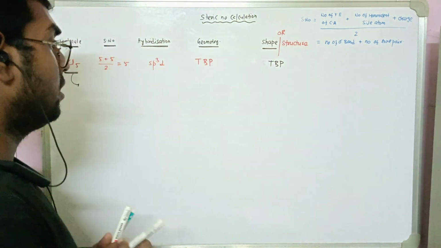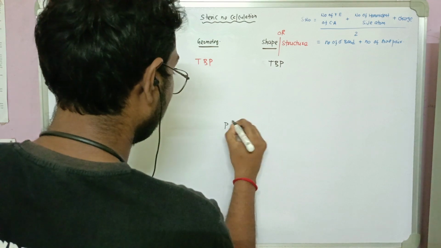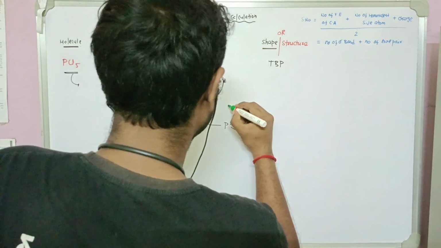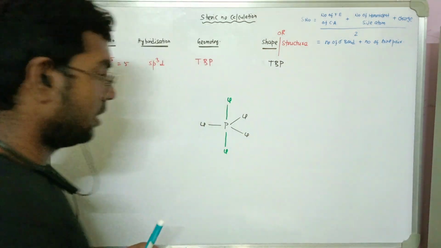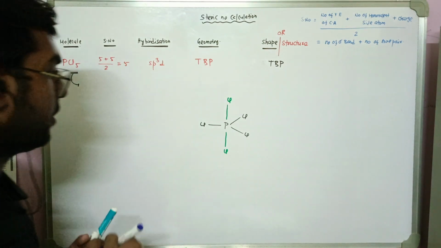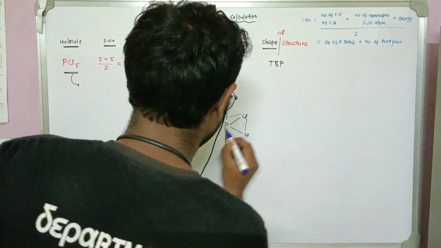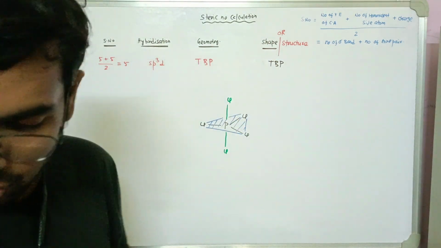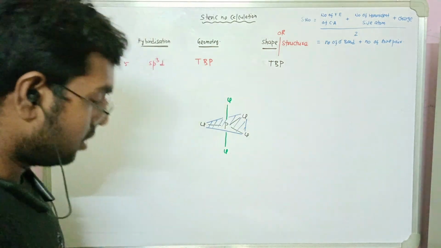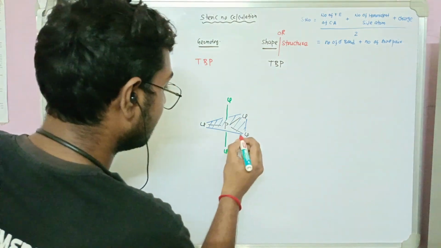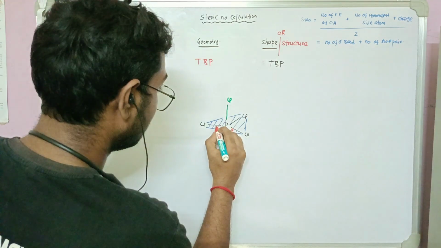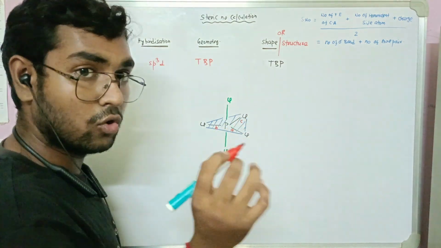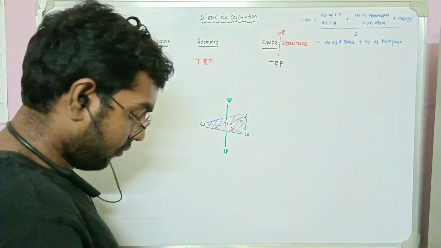Okay, so now let's look into the TBP structure again. Let's suppose I am writing PCl5 over here again. Now in this PCl5 structure, if you can visualize it, this is the triangular plane, and at the top there is a pyramid, at the bottom there is another pyramid. But what I am trying to say is that this bond, let's suppose this is the A place, or this place B, or C place. In A, B and C, there are three chlorine atoms. And there are two different places again.